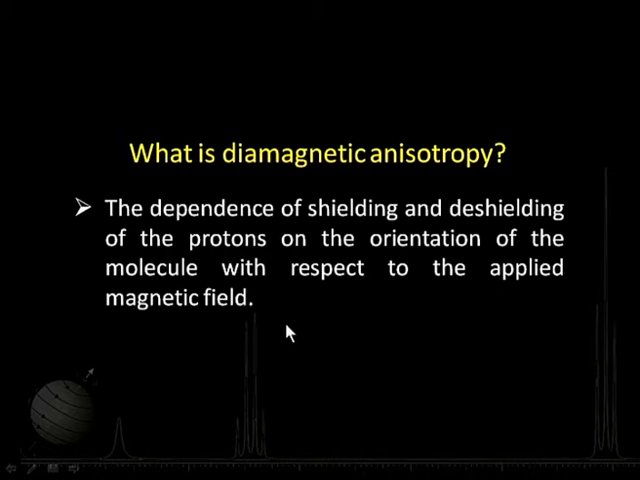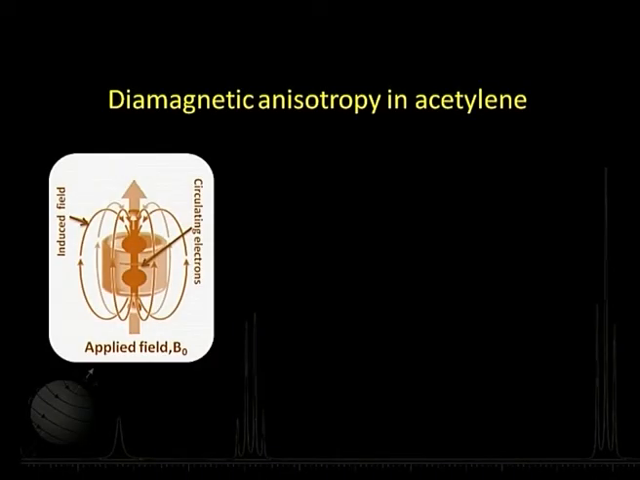This is very different from what we have done so far. Electronegativity was just an inductive effect. Now, what we are getting into is the effect of the orientation of the molecule with respect to the applied field. The applied field is in the upward z direction. Where is the molecule? It is like this or this. So all this orientation comes into play, and that is what is called diamagnetic anisotropy. We will see that anisotropy basically refers to some effect being different in different directions. So, let us take up the diamagnetic anisotropy in acetylene.